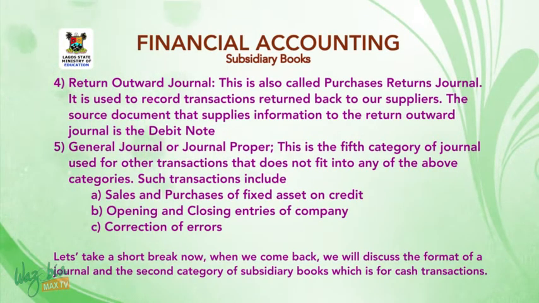5. General journal or journal proper. This is the 5th category of journal used for other transactions that do not fit into any of the above categories. Such transactions include: A. Sales and purchases of fixed assets on credit. B. Opening and closing entries of company. C. Correction of errors. Let's take a short break now. When we come back, we will discuss the format of a journal and the second category of subsidiary books, which is for cash transactions.